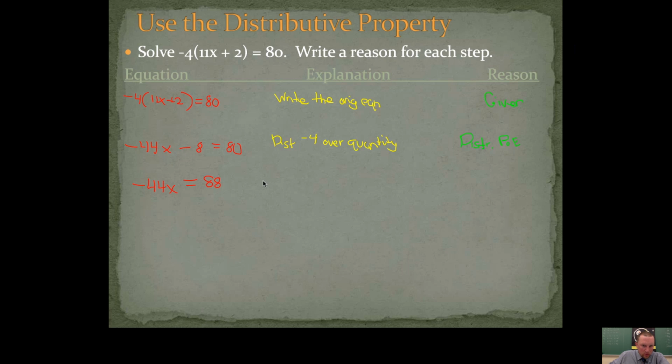What did we do? We added 8 to both sides. What's that called when you add 8 to both sides? That's the addition property of equality. We're almost there. We need x by itself. We can get there. So this will be our last step by doing one thing.